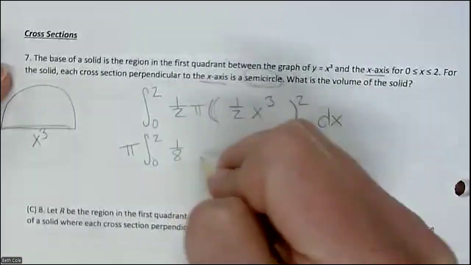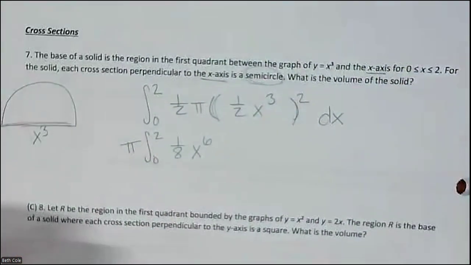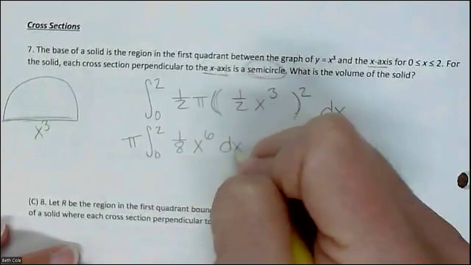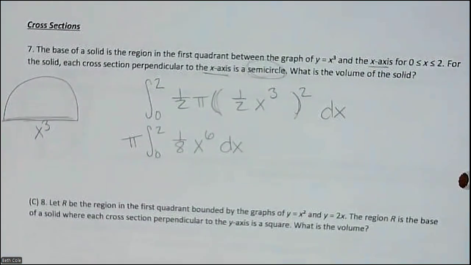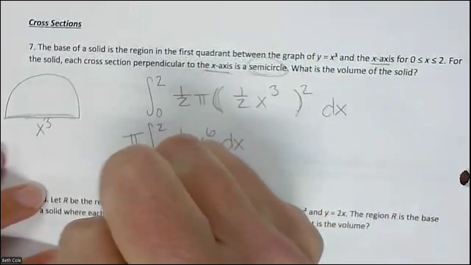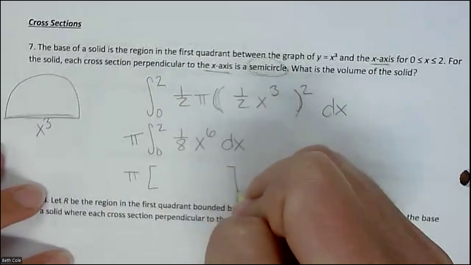Good. You guys came with me on that? Oh, good. Why is it x? Is that what you said back there? Why is it x to the 6th? I was looking for somebody to say that. I thought that's 3 times 2. Perfect. So now your antiderivative, I'm going to kind of bracket this off.